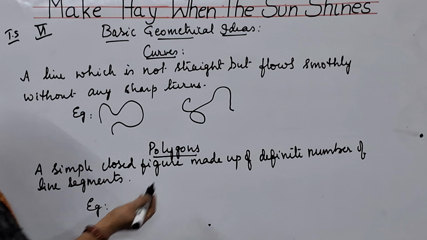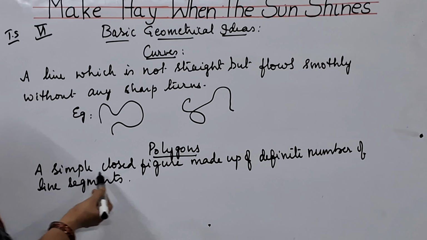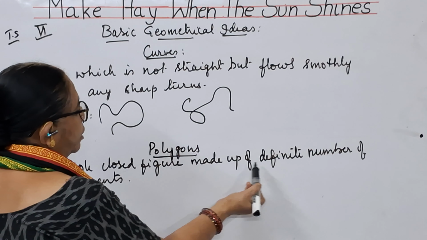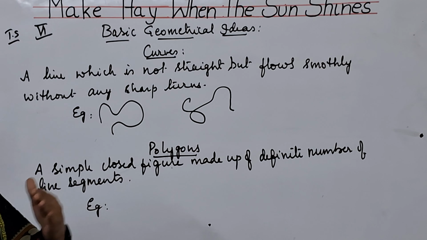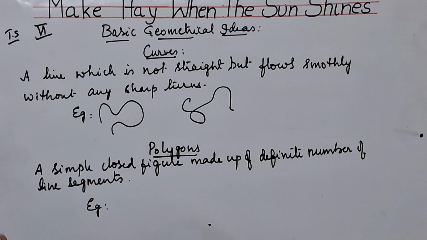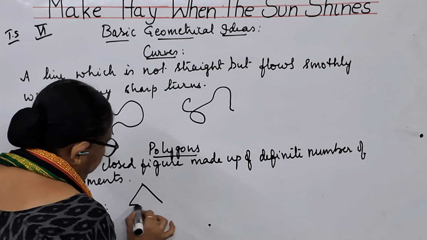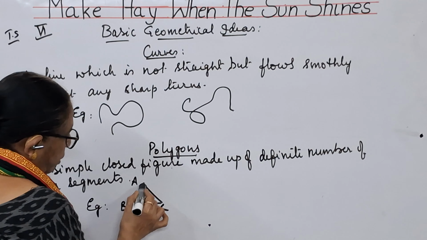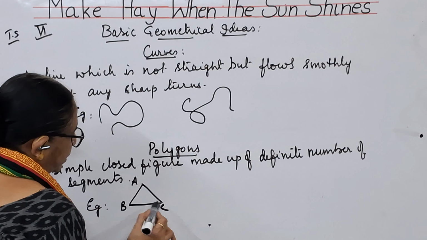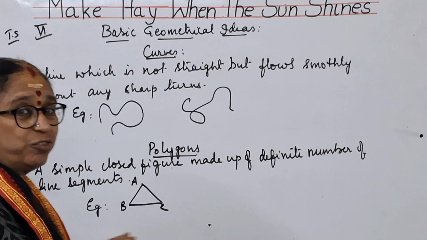Next, we are going to talk about polygons. What are polygons, children? A simple closed figure made up of a definite number of line segments. A certain number of line segments join together to form a closed figure. For example, suppose I have drawn like this, A, B, C. AB is one line segment, BC is another line segment, AC is another line segment. All these three are attached to each other.